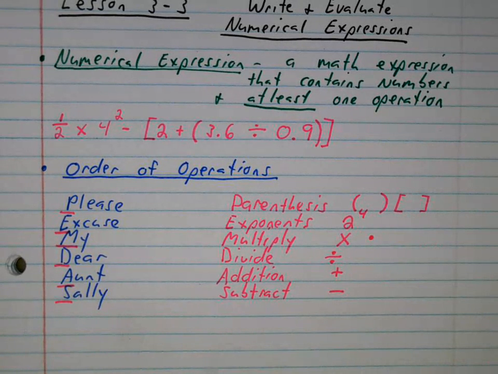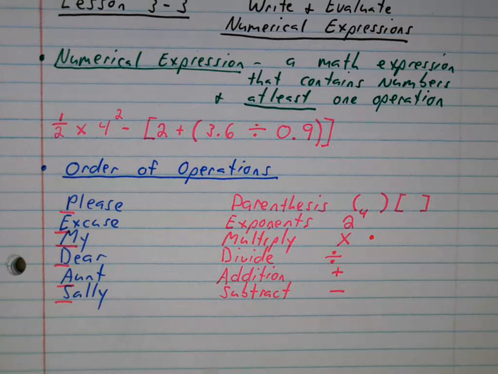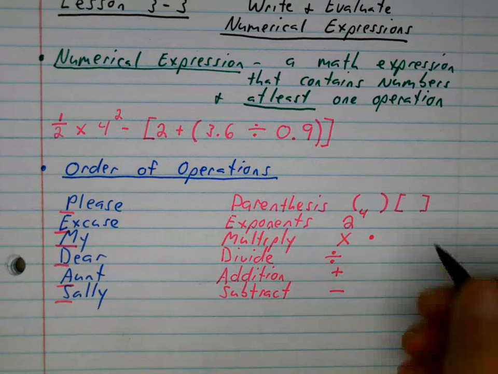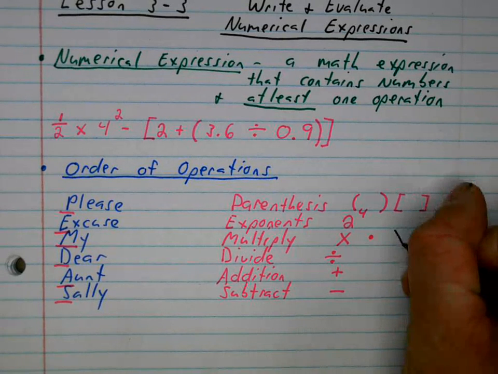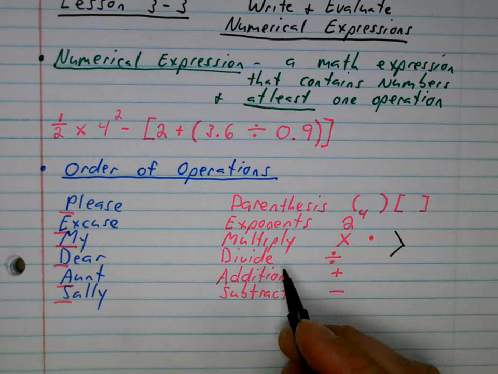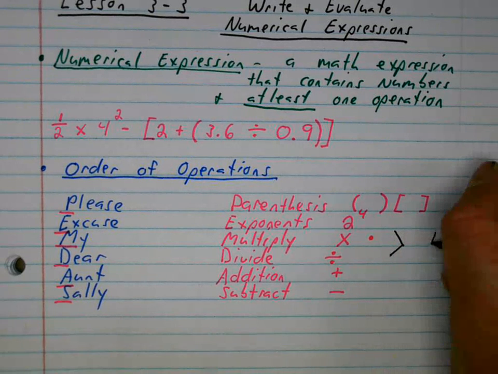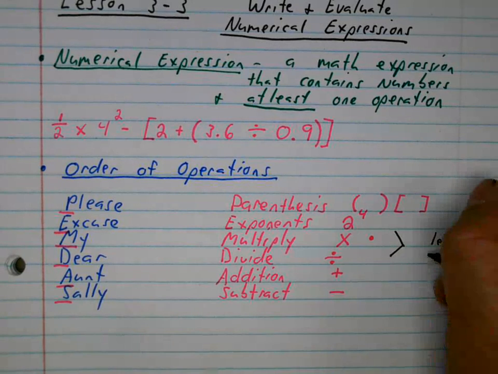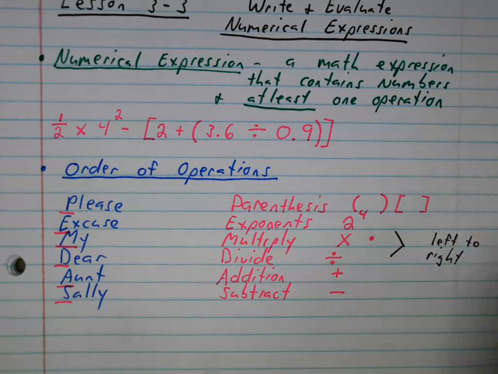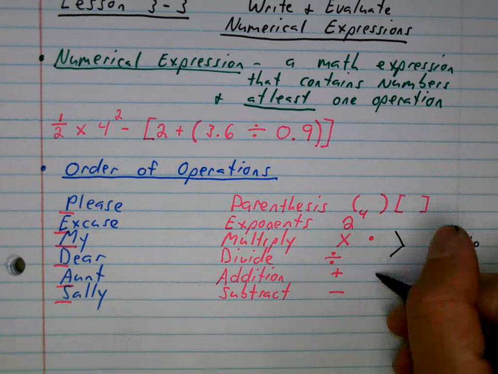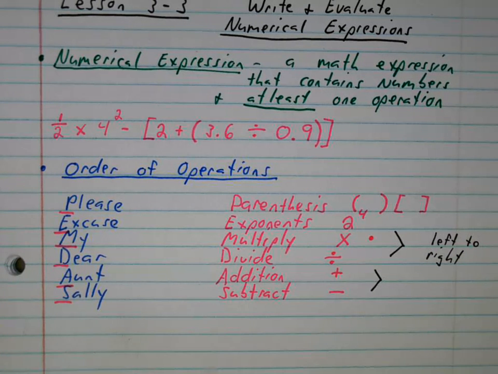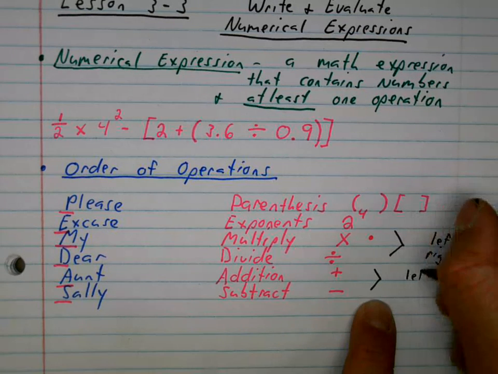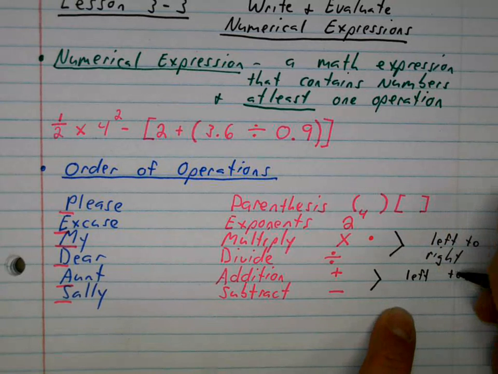Now, there is one thing. When I'm looking at multiply and divide, these steps here, these are kind of like in the same step. It's just whichever one happens first, left to right. And the same thing for add and subtract. Those are in the same step. It's just whichever one happens first, from left to right.